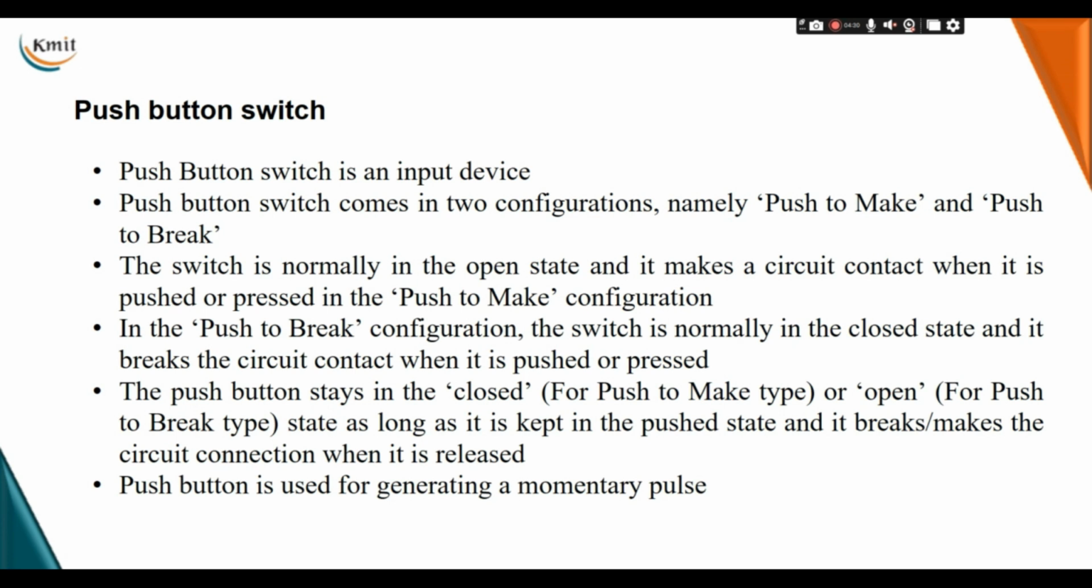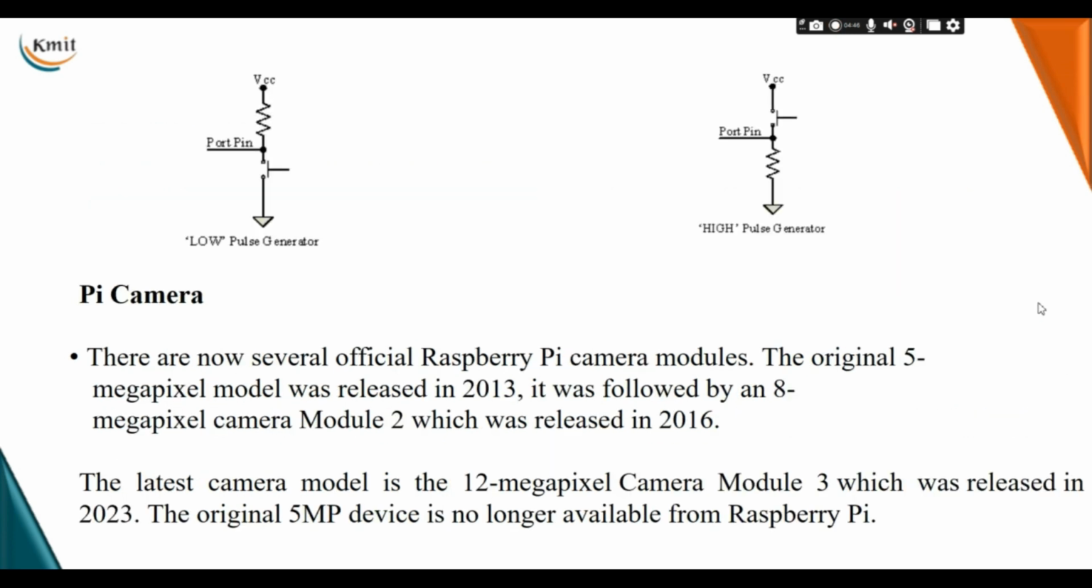So the push button stays in closed or open state as long as it is kept in the pushed state, and it breaks or makes the circuit connection when it is released. The push button is used for generating a momentary pulse. So this is the diagram for a push button.